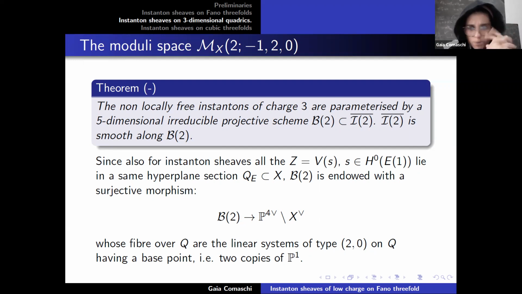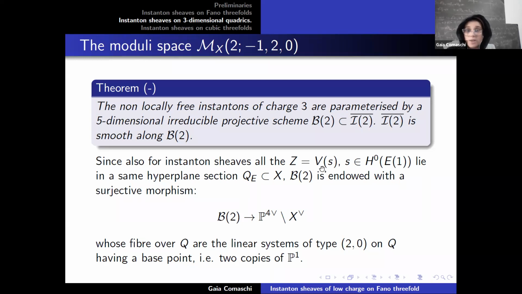We saw in a previous proposition that also for instanton sheaves, all the curves that are the zero locus of a global section of the twist of E are contained in the same hyperplane section of our quadric X. Therefore, once again, we can define a surjective morphism of this form. So here we are sending the sheaf E to the quadric Q_E that contains all the curves Z constructed in this way.